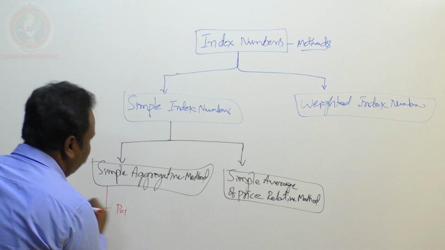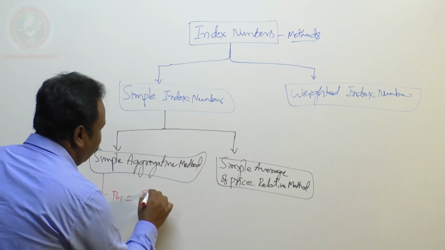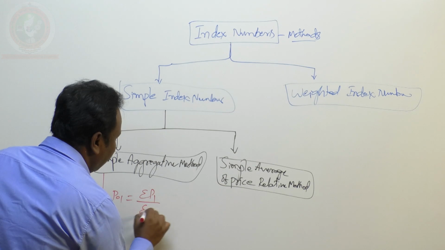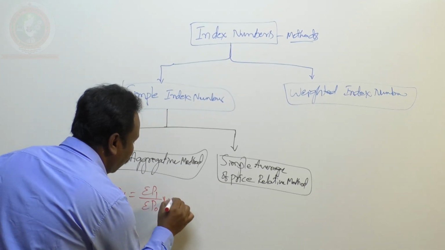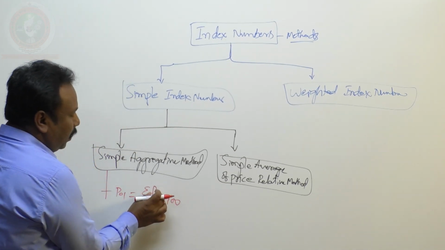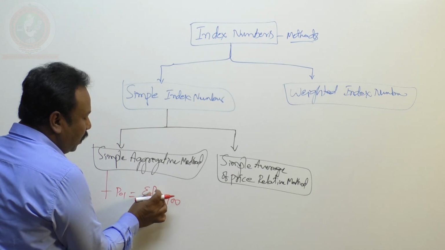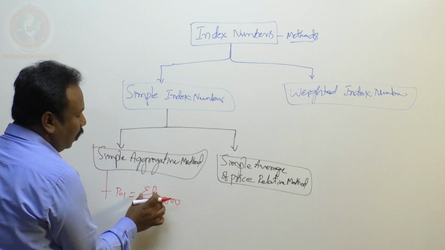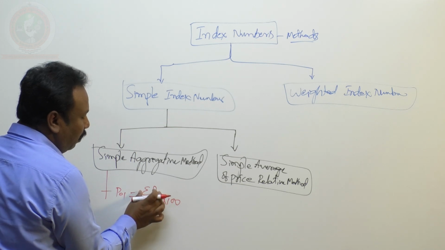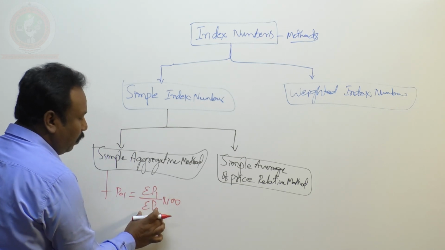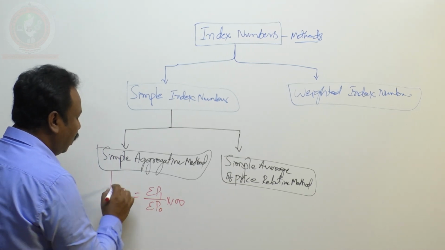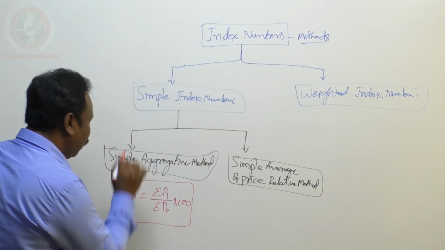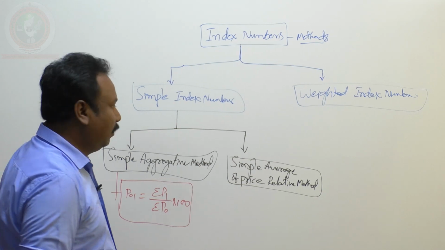Index number equals sigma p1 divided by sigma p0 into 100. Here p1 is nothing but the current year value or present value, divided by the previous year value or the base year value. So sigma, the summation of present year value, divided by the summation of base year value, into 100. So we will get the simple aggregative method of index number.